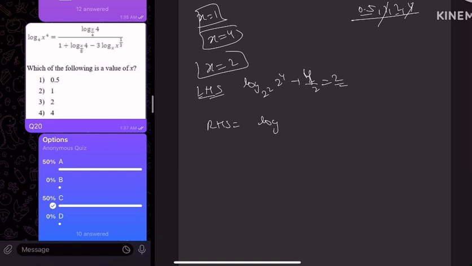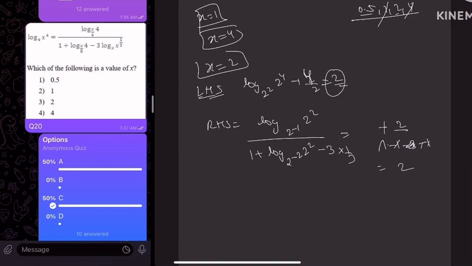RHS will be log 2 by 4. 2 by 4 means 2 to the power minus 1 and 2 to the power 2. Okay, and denominator will be log 2 by 4 means 2 by 8, so 2 to the power minus 2 and 2 square we will have minus 3. This can directly be written as 1 by 3. Okay, so now this will be minus 2 upon 1 minus 1, and this can be written as minus 3. Okay, this gets cancelled. So not minus 3, this is minus 1. So this gets cancelled. So 2. So LHS equal to RHS 2. So 2 is the answer. You can check for 0.5 as well. That won't satisfy as well.